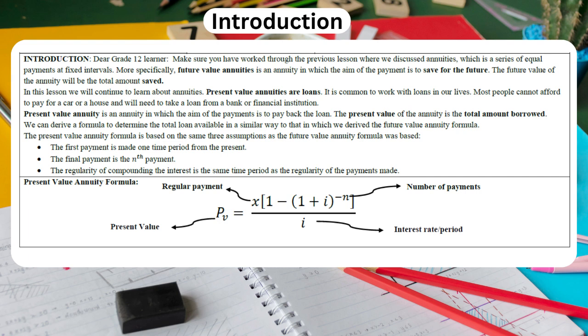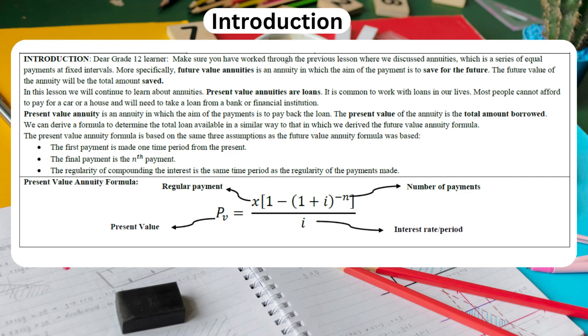Introduction. Dear Grade 12 learner, make sure you have worked through the previous lesson where we discussed annuities, which is a series of equal payments at fixed intervals. More specifically, a future value annuity is an annuity in which the aim of the payment is to save for the future. The future value of the annuity will be the total amount saved.